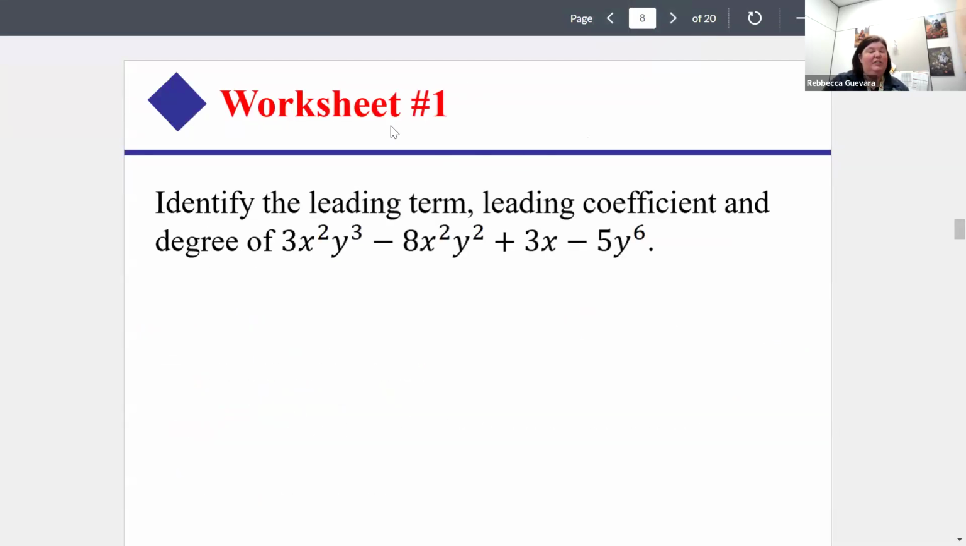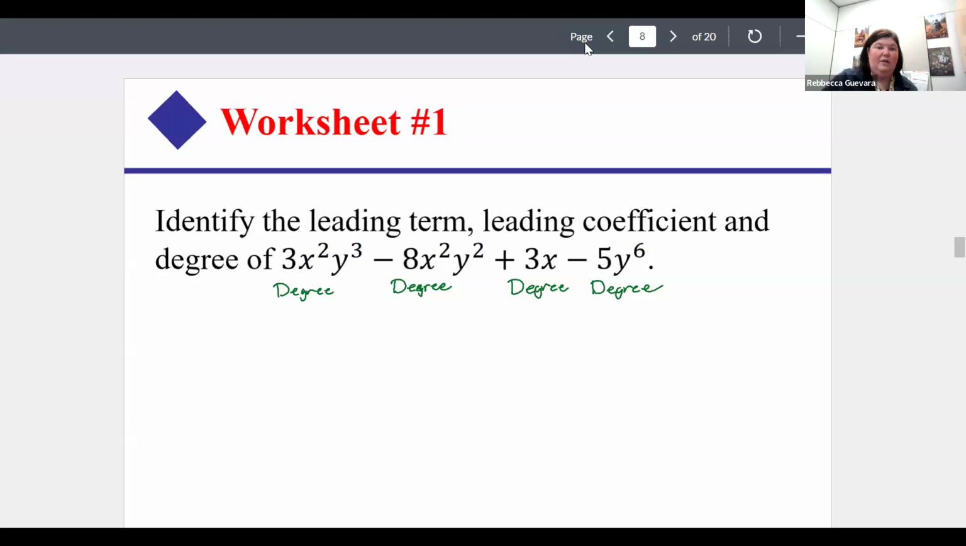So on your worksheet, just take a moment and pause this and go through this one and find your leading term, leading coefficient, and your degree. Okay, so for this one, we see that for 3x squared y cubed, the degree is going to be 5. For negative 8x squared y squared, that is going to be a degree of 4. Then for 3x, the degree is just going to be 1 because we have that invisible 1. And then for 5y to the 6th, well, the degree is 6. So in this case, this one is my leading term.